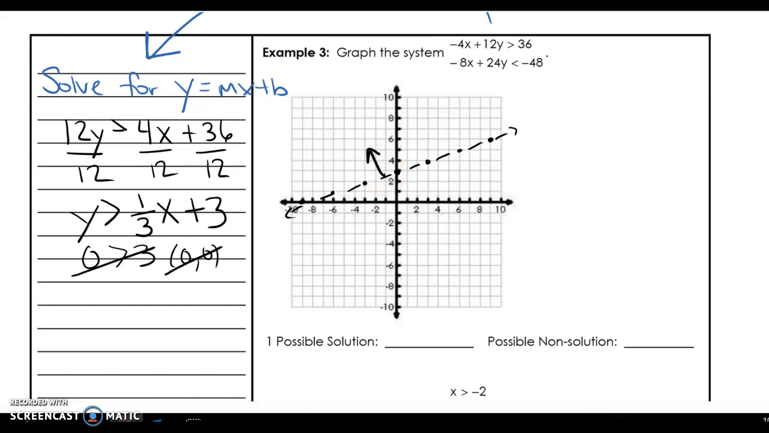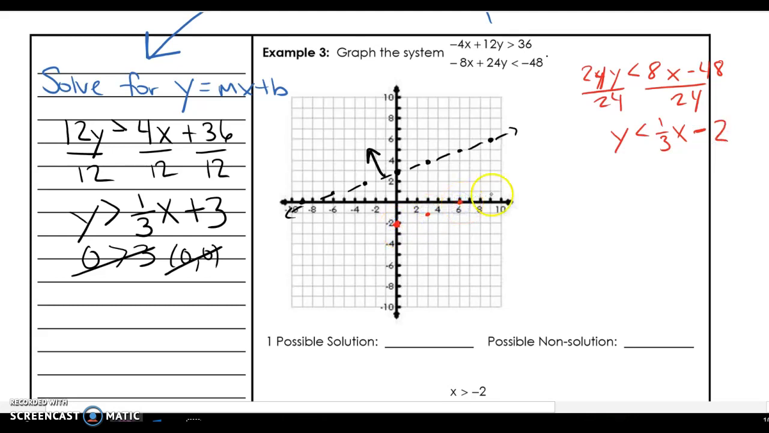Now when I take the second line and add 8x, 24y is less than 8x minus 48. Divide by 24. Y is less than, again we have 1/3 here, x minus 2. So minus 2 and a slope of 1/3.